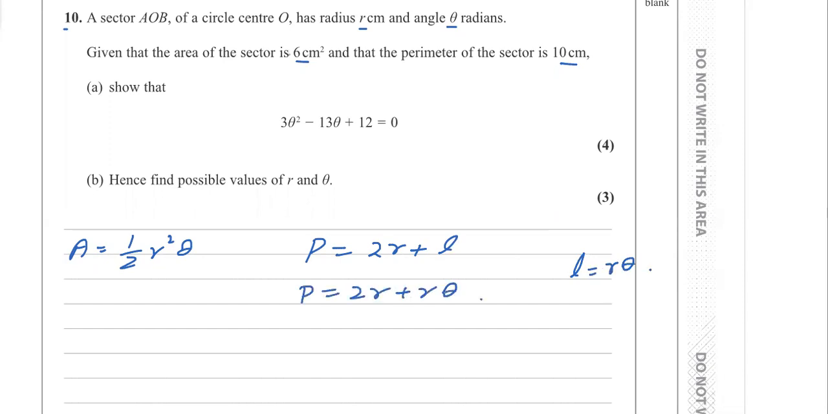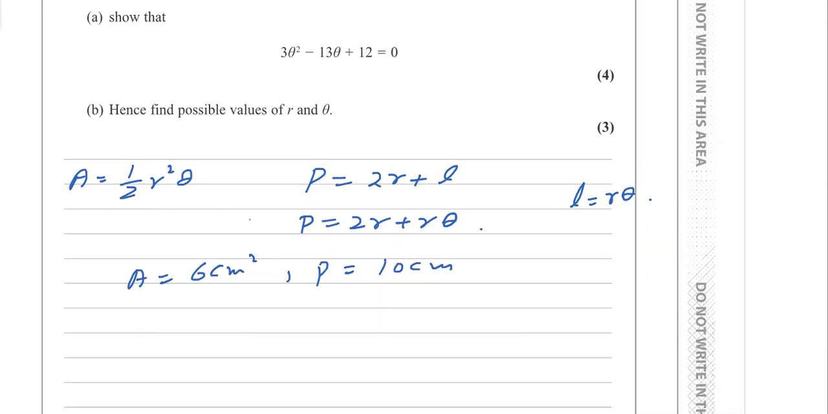In the question it is given the area is 6 centimeters squared and the perimeter of the sector is 10 centimeters. Using these two values, I will get two equations, and from these two equations I will eliminate r, because the required equation is in terms of theta only. So that's why I will eliminate r to get the required equation.